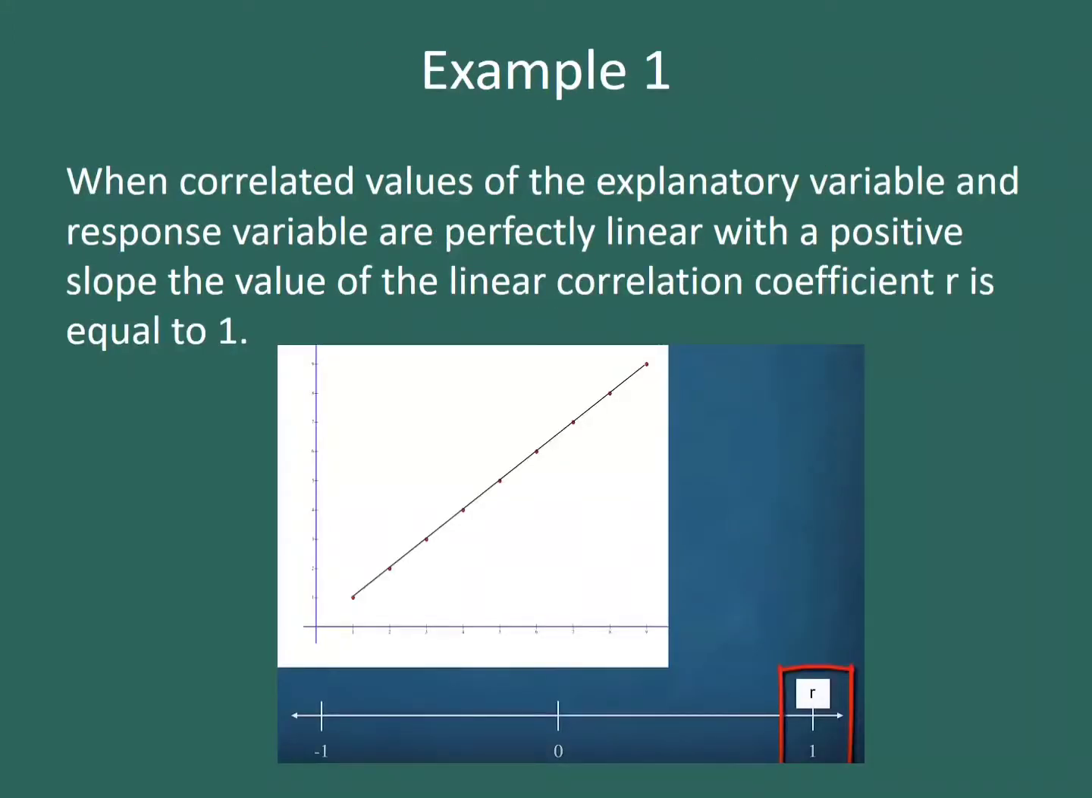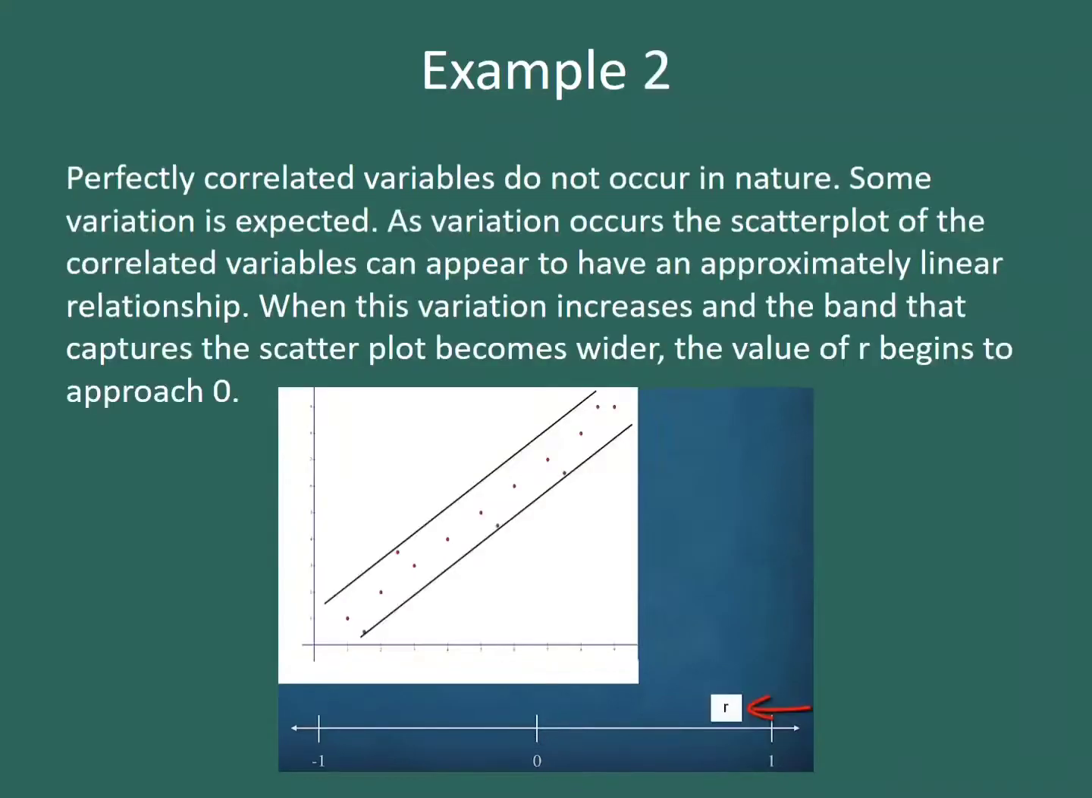When the values of the explanatory variable and response variable are perfectly linear with a positive slope, the value of the linear correlation coefficient r is equal to 1. So if r ever equals 1, then you have a perfect line. You just have a straight, perfect line, and every point touches that line. Perfectly correlated variables do not occur in nature. Some variation is expected. As variations occur, the scatter plot of the correlated variables can appear to have an approximately linear relationship. When this variation increases and the band that captures the scatter plot becomes wider, the value of r begins to approach 0, which is pretty much common sense.